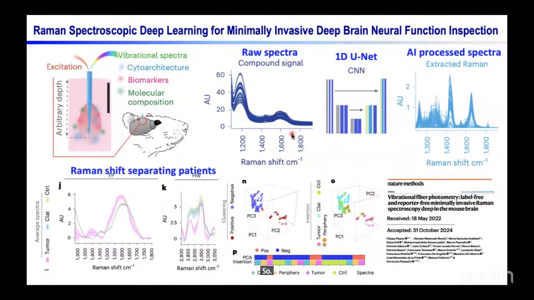So in this case, they use the 1D UNet model to actually learn the spectra. The spectra are here, and then they try to see whether the AI can distinguish the people with the disease or the people without a disease, the people with this condition or the people with a different condition, something like that.